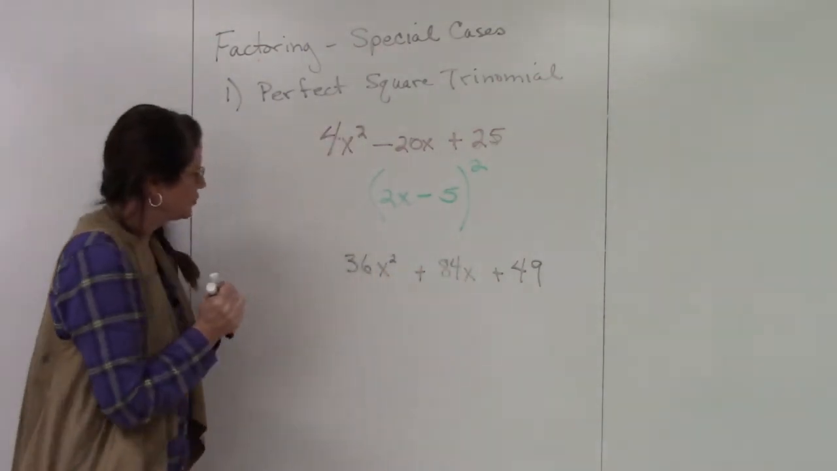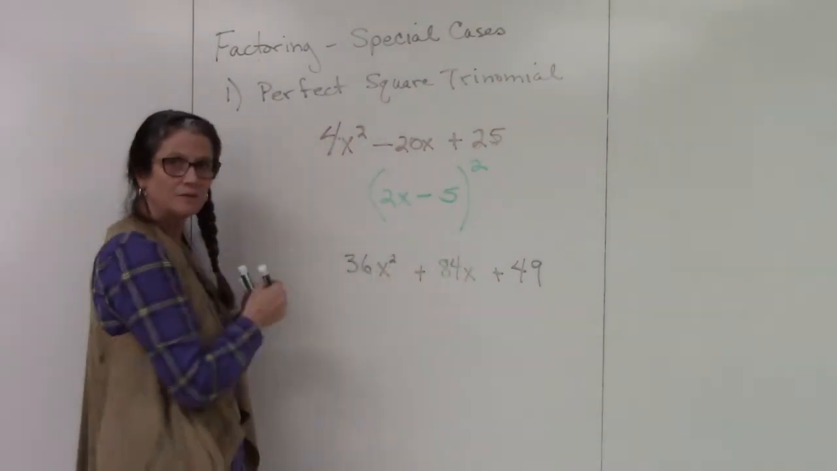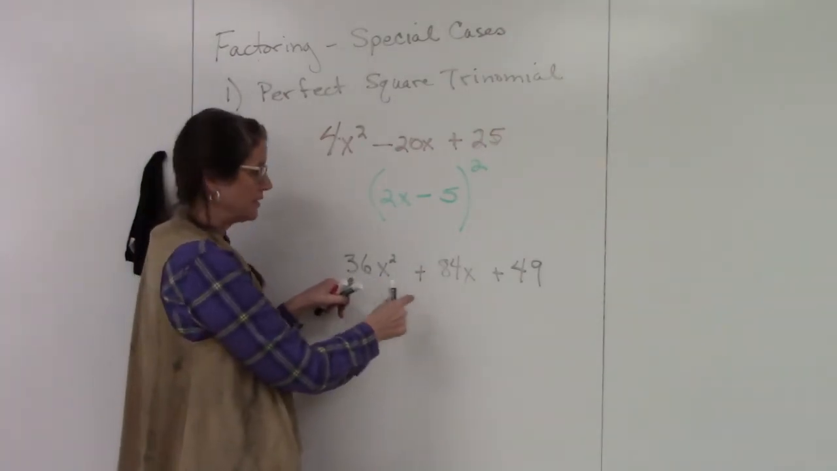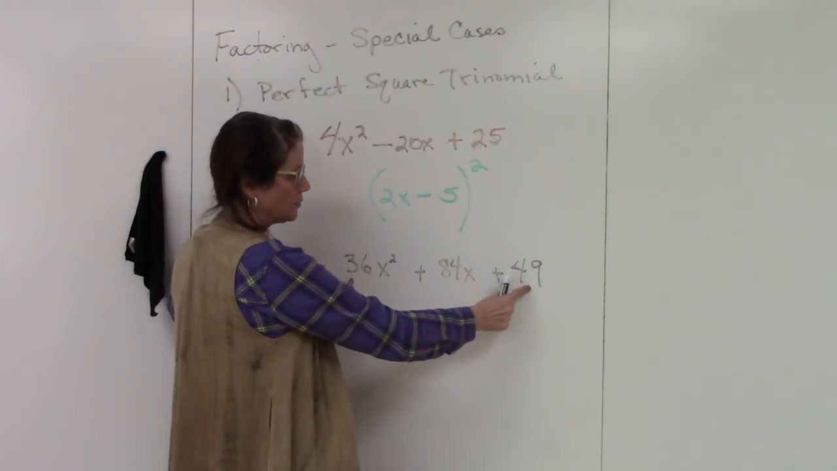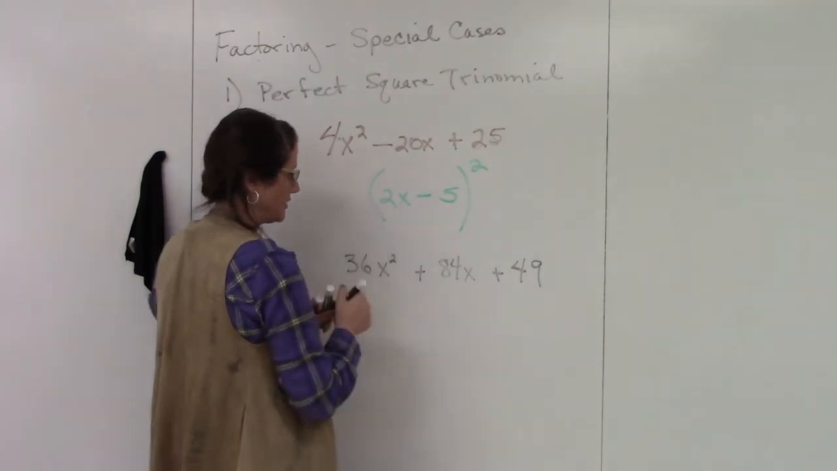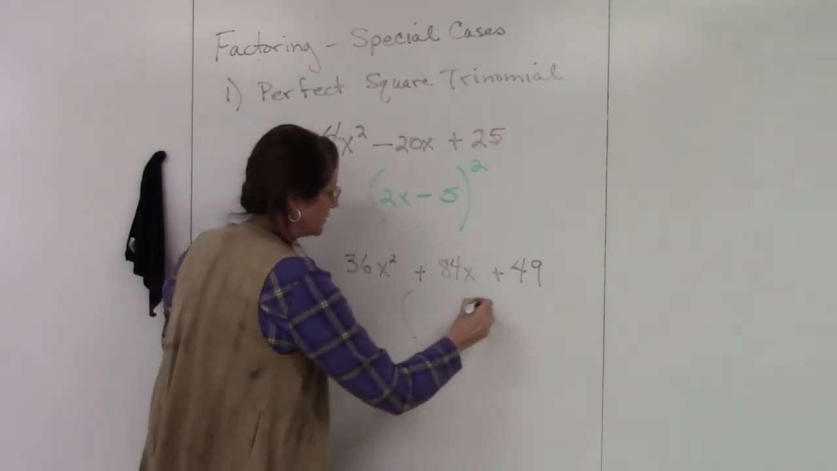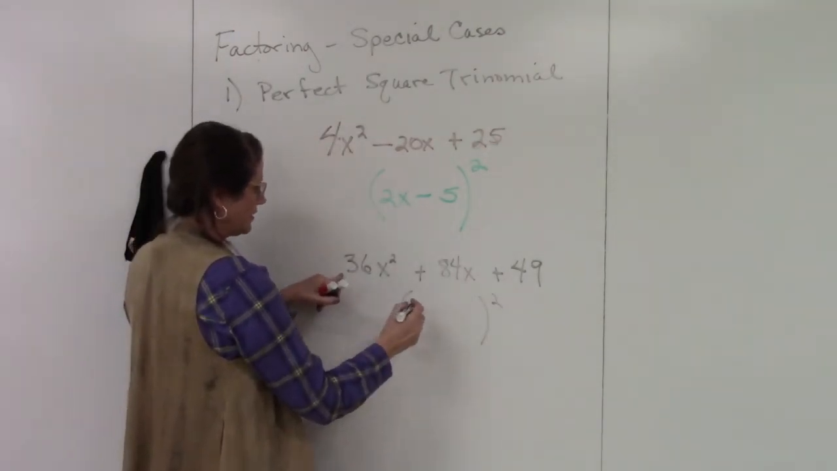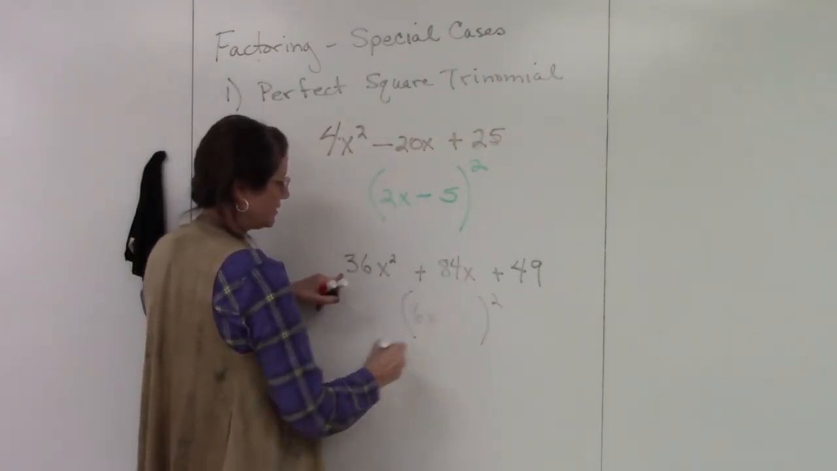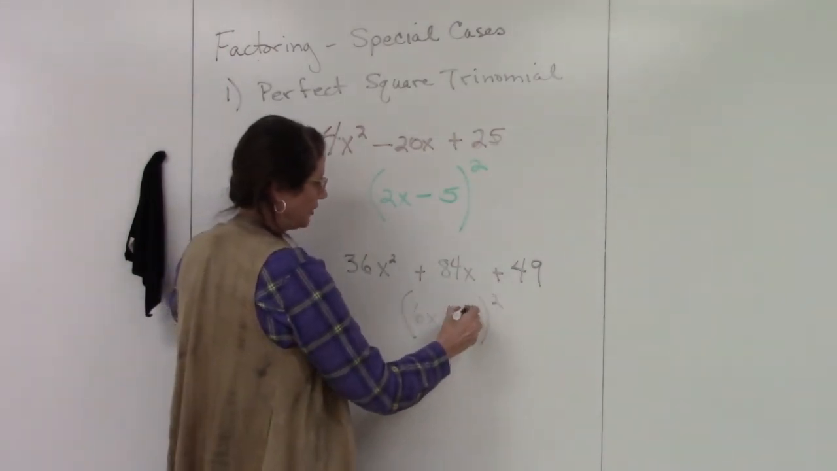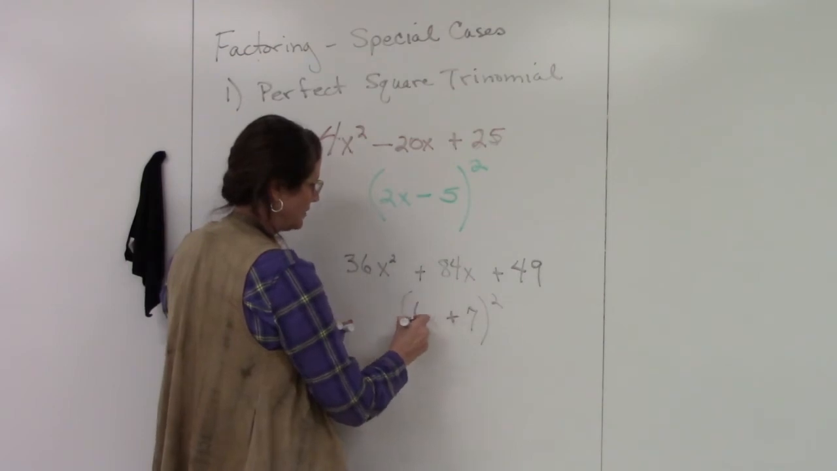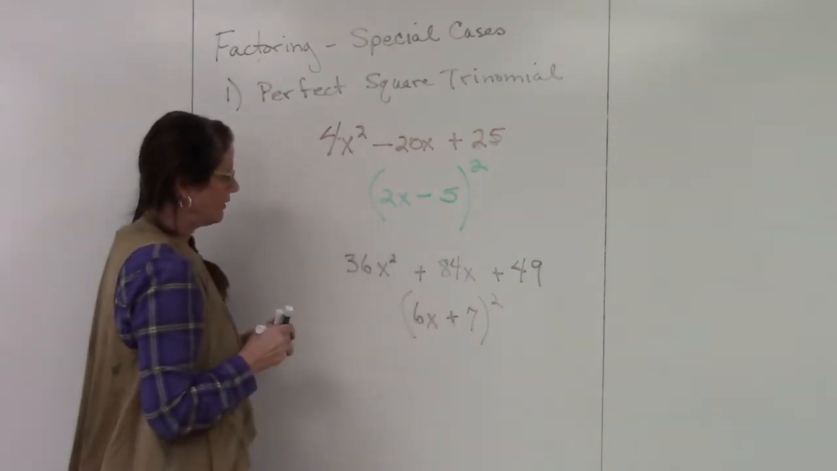Okay, so it's a trinomial. I'm good. 36 is a perfect square because 6 times 6. 49 is a perfect square because 7 times 7. So I'm going to put my set of parentheses squared. Square root of 36x squared is 6x. Square root of 49 is 7. I'm going to use this first sign. So I have 6x plus 7.